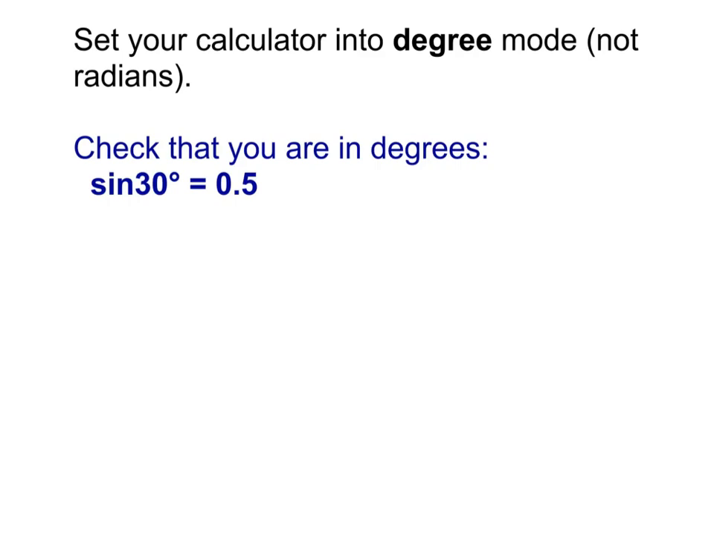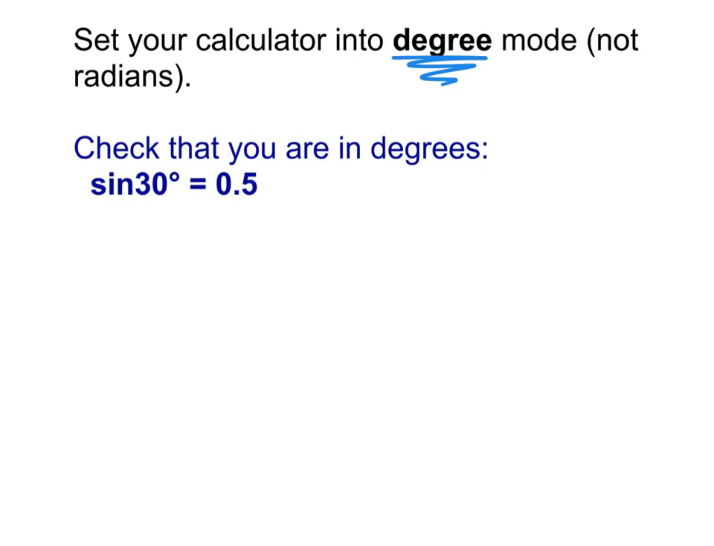In this lesson, we're actually going to be calculating some sine, cosine, and tangent values. Because of that, you're going to need a calculator handy, and you're going to need to make sure that your calculator is set into degree mode as opposed to radians. We will be learning about radians, but we're not using them today. So you do not want your calculator in radian mode.